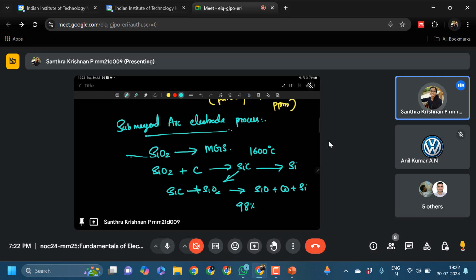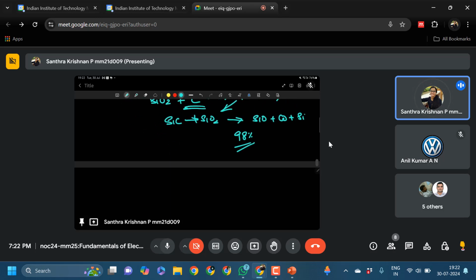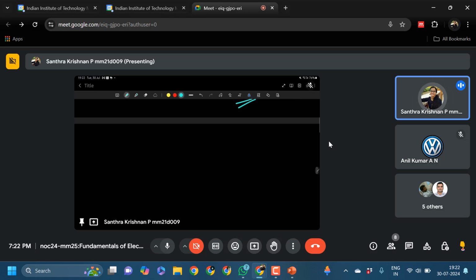Basically, SiO2 is our ore or quartzite. It will be treated with carbon to get the metallurgical grade silicon, which is about 98% pure. And now this MGS has to be converted into EGS. That is what is done in the Siemens process.